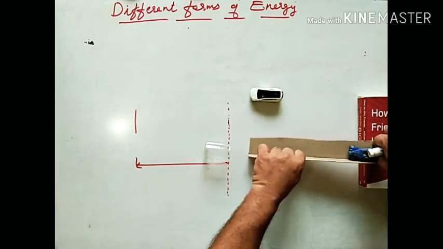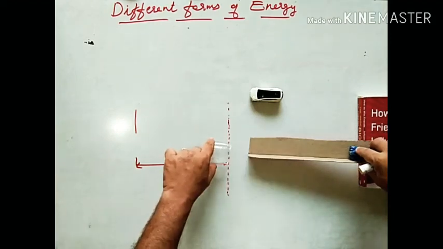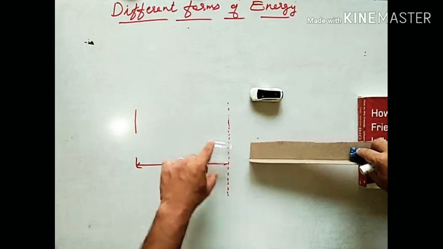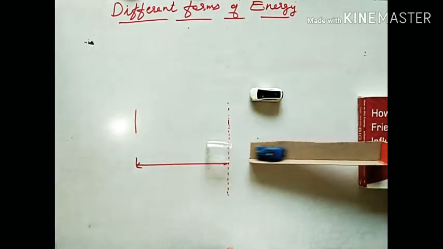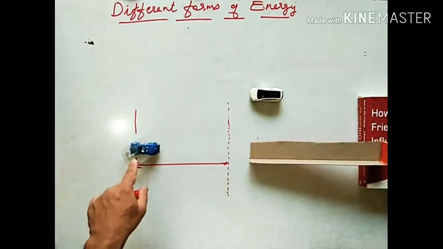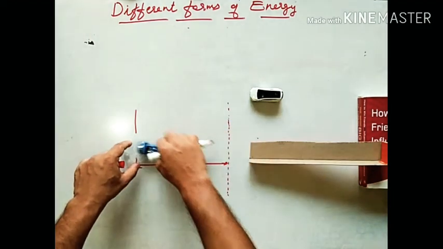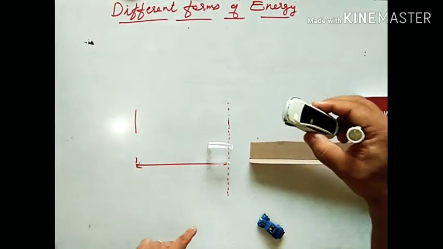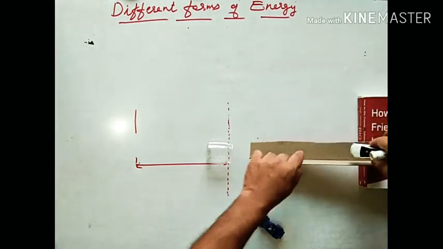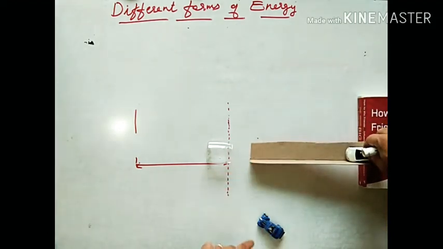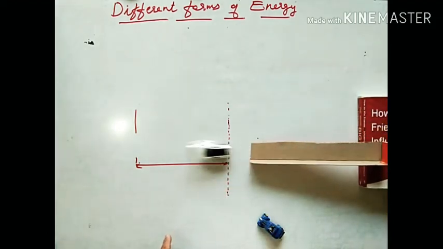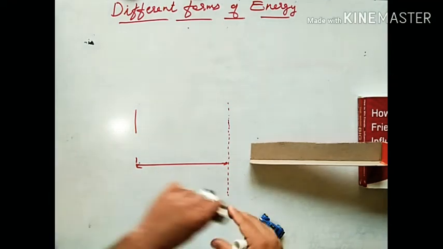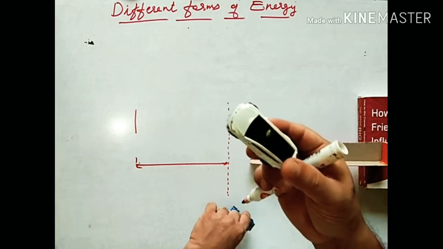All right. See. Once again, let us see. Very simple activity. See. It has reached up to this point. Then what about this car, whose mass is greater? See, it will go beyond the board. See, it has gone out of the camera. All right. So it can perform a lot of work because its mass is more.